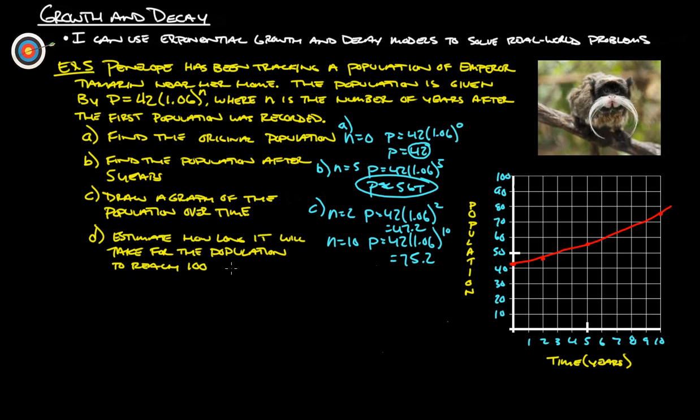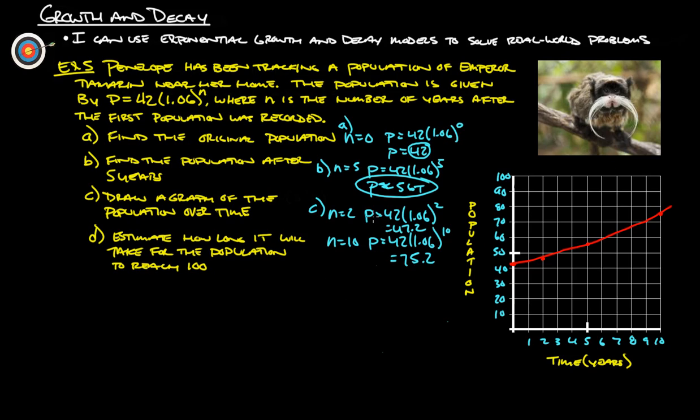Draw a graph of population over time. Estimate how long it will take for the population to reach 100. So, estimate means just kind of give it a good old guess. I'm going to help remind you of something that you used to do in Algebra 2 with good old logarithms, which is coming up here pretty quick in our curriculum anyway.